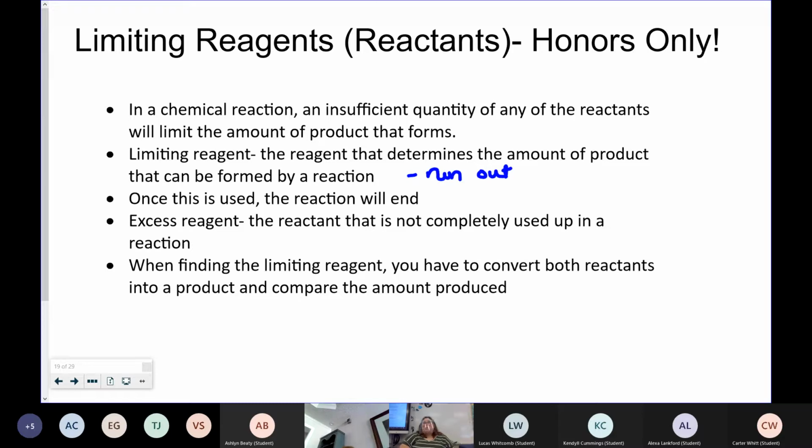The stoichiometry that we've been doing is the exact same, but since it gives us two starting amounts, we're going to have to do two problems. And we're going to be looking for the least amount, because that's how much is produced, and then the reaction stops.